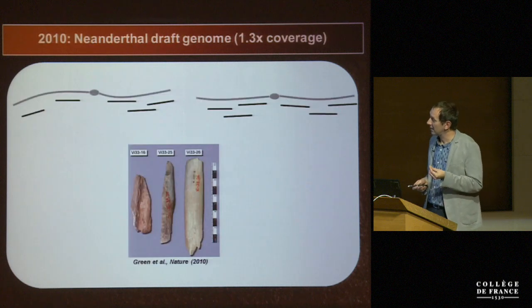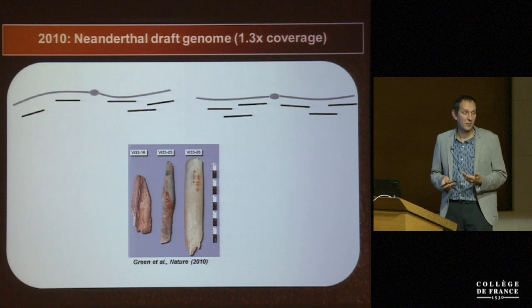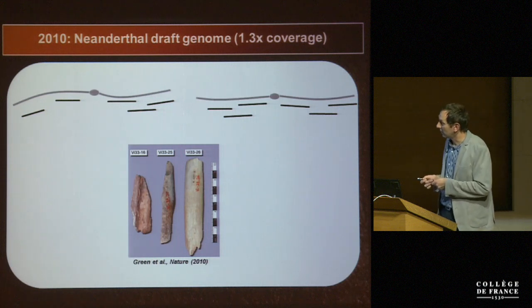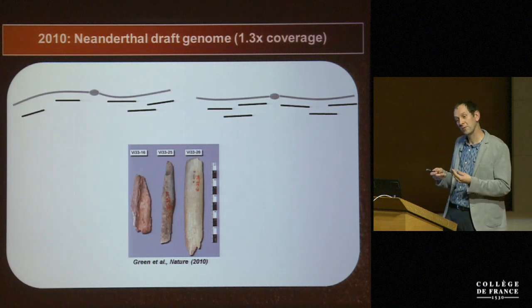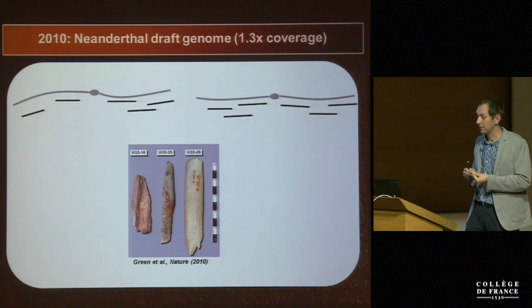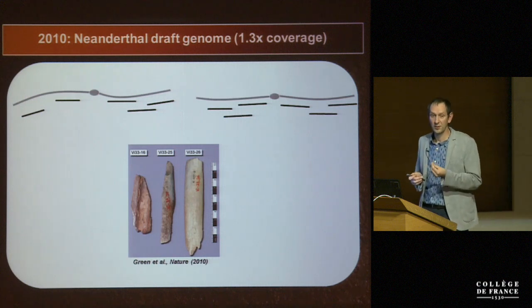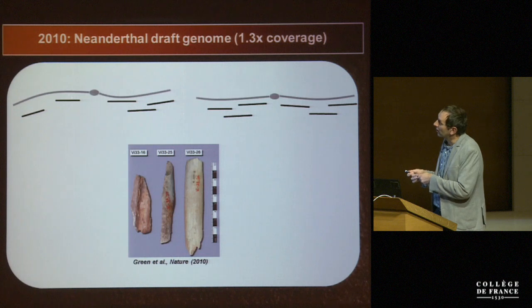And so the first time this has been successfully done on a larger scale on a Neanderthal sample was in 2010 on 3 Neanderthal bones from Vindija Cave. So this genome was not from a single Neanderthal individual, but from 3. And this genome was sequenced to 1.3-fold coverage. And coverage in this case just means that on average, each position in the genome is seen 1.3 times.